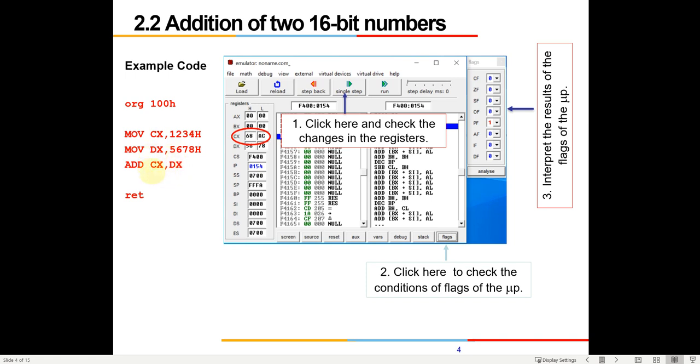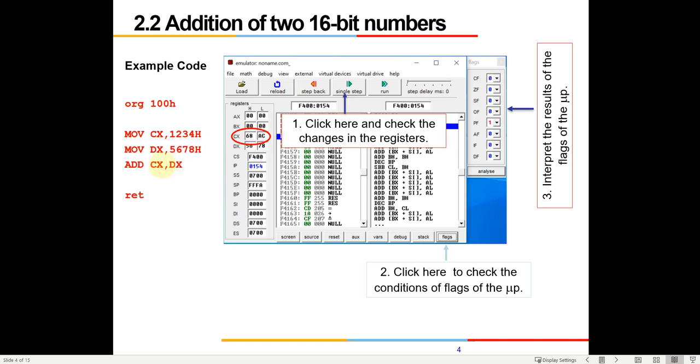So obviously the sum will again be 16-bit, and probably there could be a carry depending on the numbers that we get. So the carry flag will be accordingly activated in case there is a carry, and the net result will be available in CX. So this is 16-bit addition. It is very similar to 8-bit.